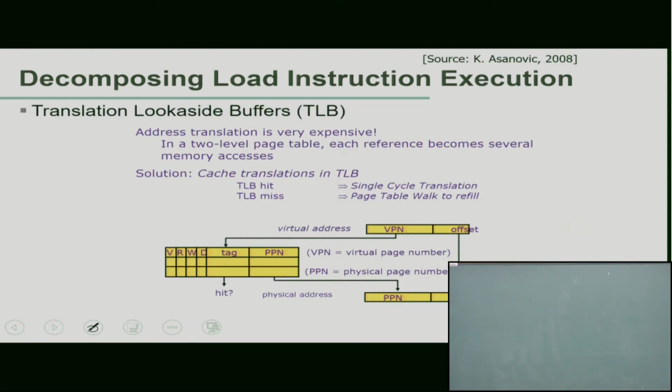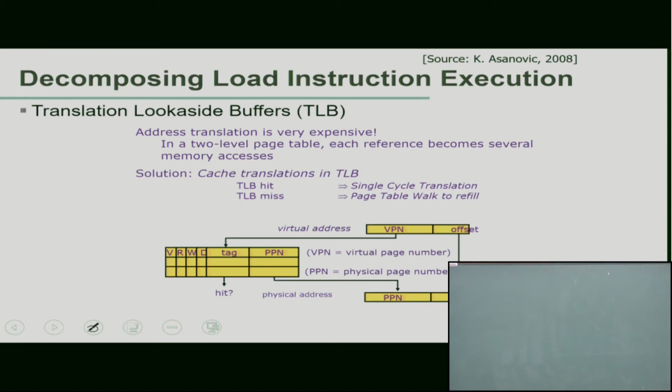So this is what the TLB looks like. Instead of going to the in-memory page table on every memory access, you go to the TLB first, and if it hits there, then you exactly know where your data is in the physical address space. Then you can go there directly.